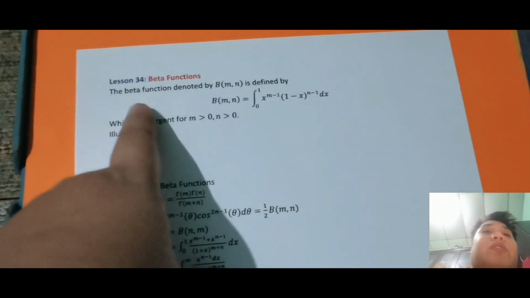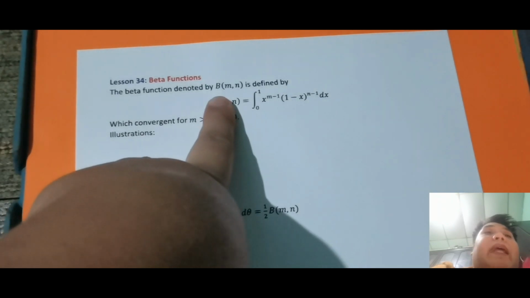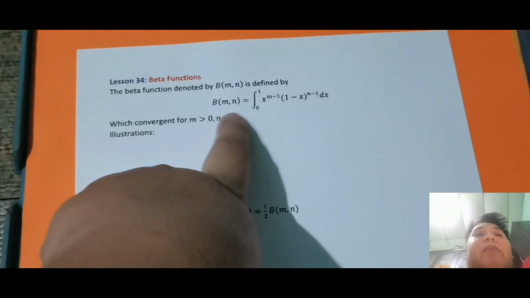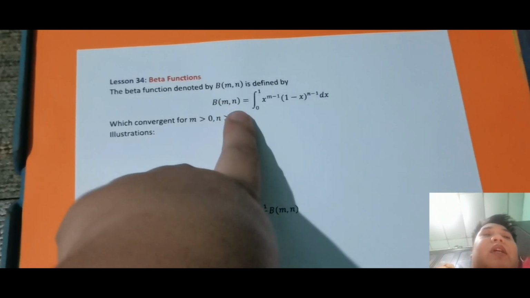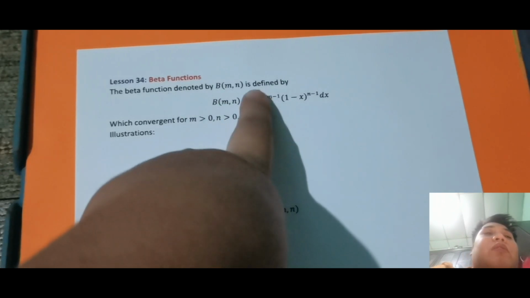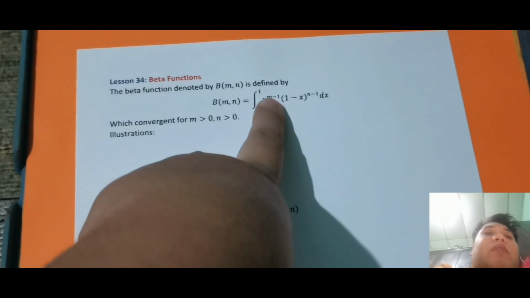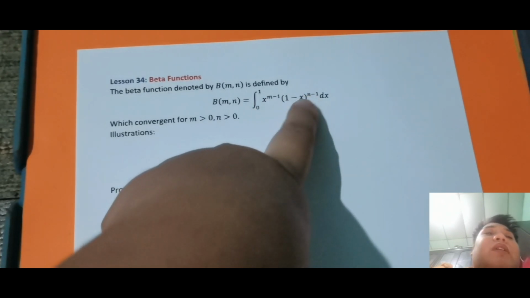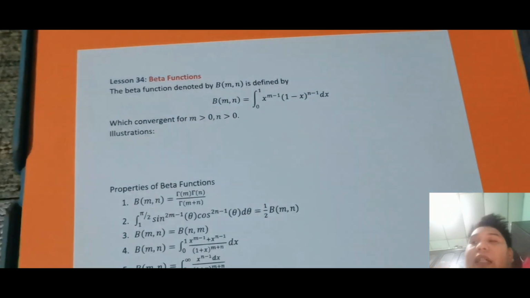So, the beta function denoted by B of m comma n, or the beta between m and n, is defined by: beta of m comma n is equal to the integral from 0 to 1 of x raised to m minus 1 times 1 minus x raised to n minus 1 dx. So, napakasimple ng ating definition.